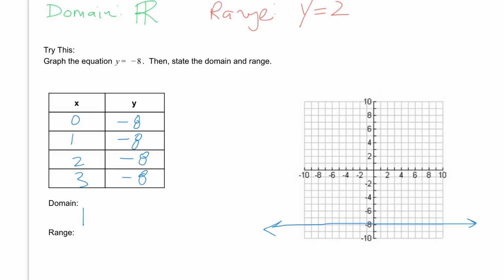Our domain here is all real numbers, and our range is y equals negative 8. If you have any questions on horizontal lines, please let me know.